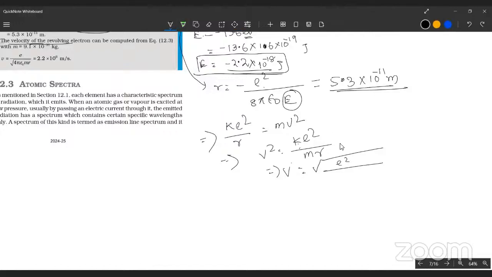If we put the K value, e square and K is 1 by 4 pi epsilon naught, and the m value is the mass of the electron, 9.1 into 10 to the power minus 31 kg. And R, what is R? R is this one. We already got the value. Put this value of R.